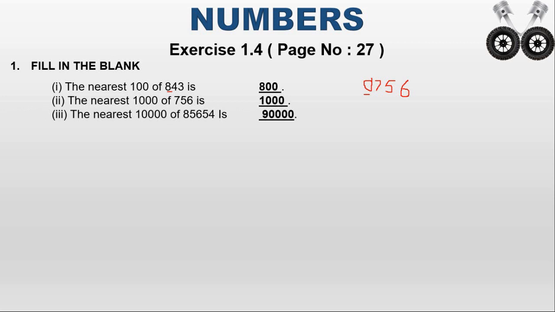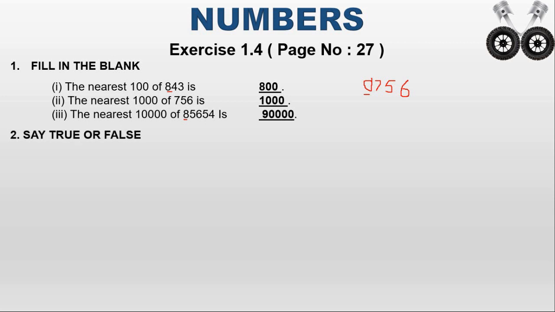Okay, the nearest 10,000 of 85,654. So what is the 10,000s digit here? 8. So you have to look at the right side number, that is 5, which is equal to 5. That means you have to add 1 to the 8. So 8 plus 1, that is 9, 90,000.